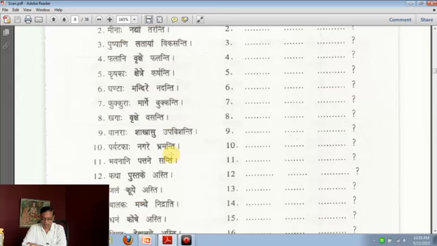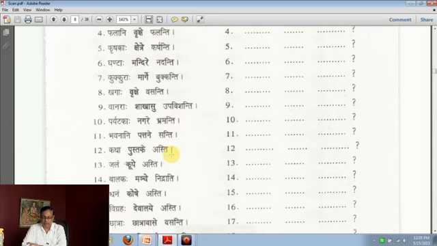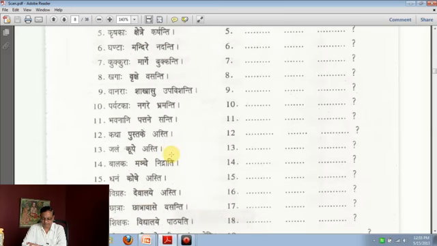Bhavanani pattane santi. Bhavanani kutra santi? Pattana, city. Patanam. Bhavanani pattane santi. Buildings are in the city. In the city. Next. Katha pustake asti. Katha kutra asti? Where is the story? The story is in the book.